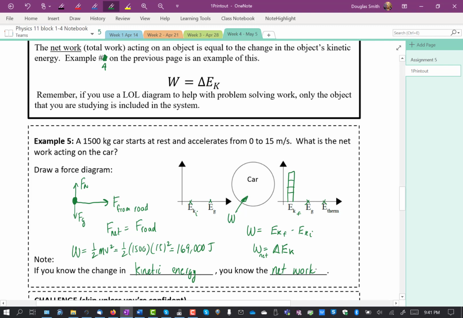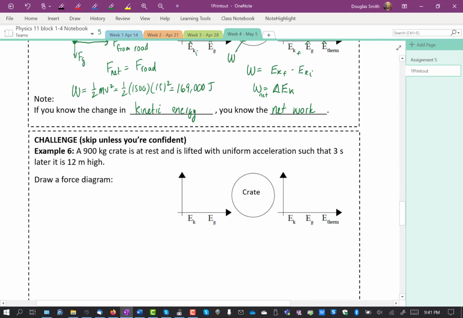Okay, one last problem. It's kind of like a challenge problem. So you can skip through this one if you're not feeling super confident about this stuff. It's a crate at rest. It's lifted with uniform acceleration. 3 seconds later, it's 12 meters high. So we have Fg down, and this time we have the lift force is bigger. So we have F net is equal to FL minus Fg.